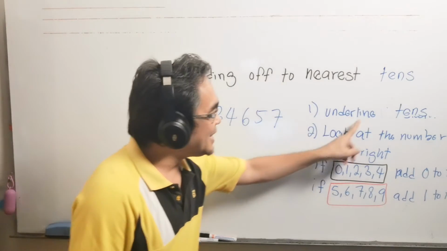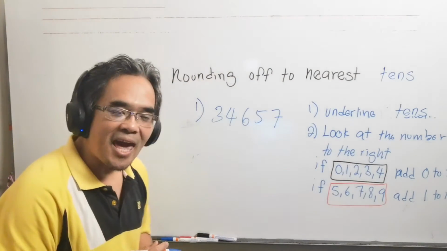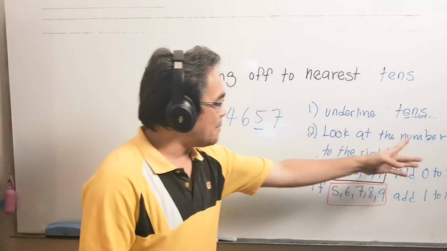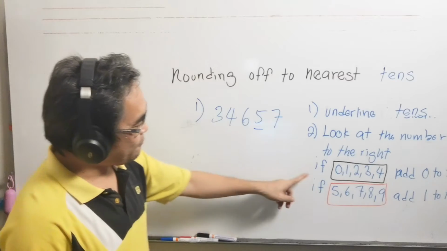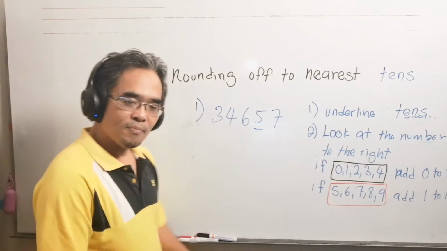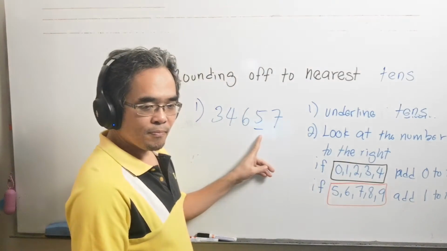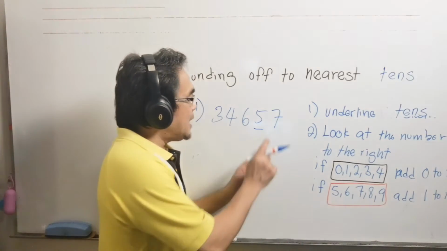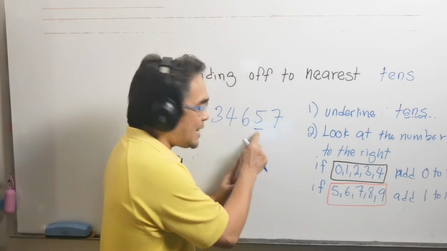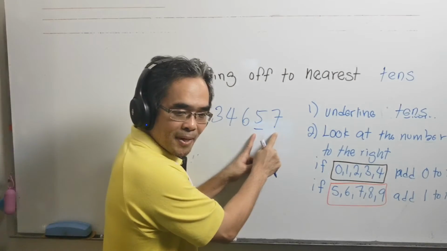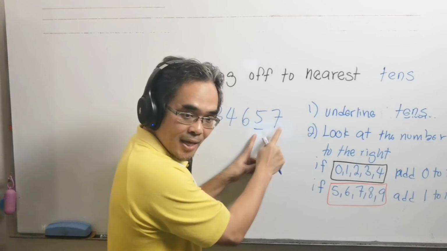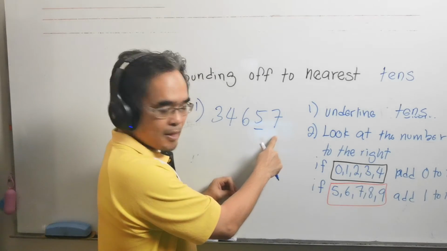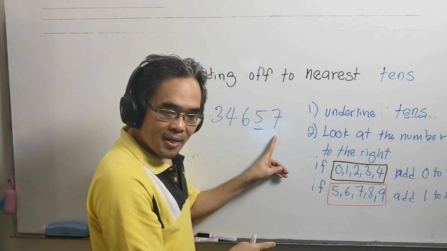So first, underline tens. Which is tens? 5. So look at the number to the right. What is important is not this number, only this one number. Okay? This is 7. Okay. So look at the number.